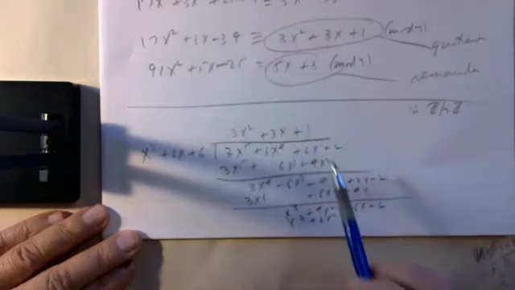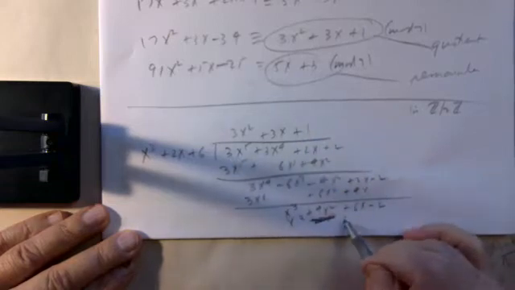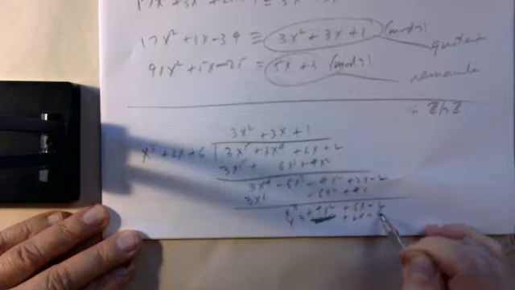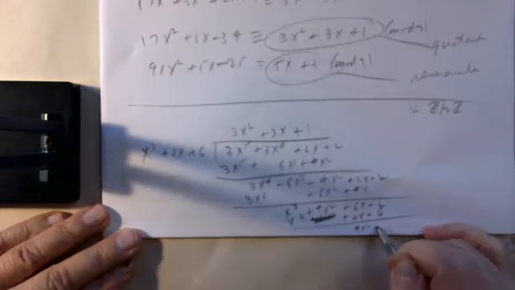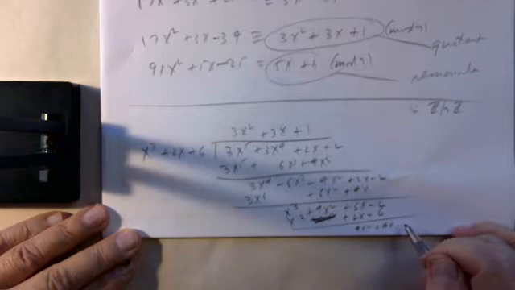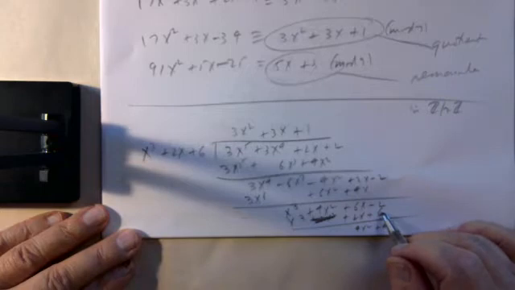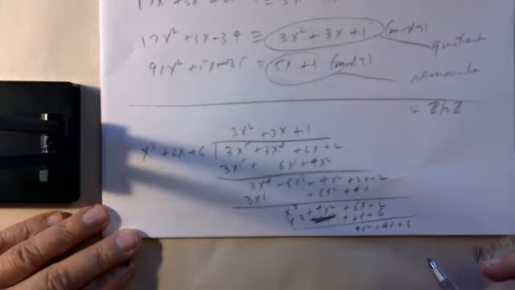Oops, sorry. X cubed plus 2x plus 6. So this remainder is 4x squared plus 4x minus 8, which is the same as minus 1, which is the same as, sorry, minus 2, minus 8, minus 1, plus 6.